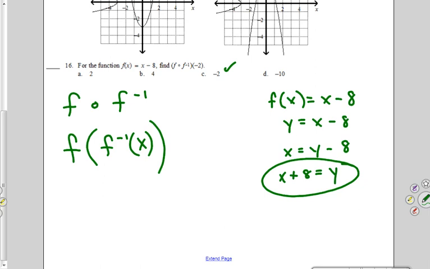The original was x minus 8. Its inverse is x plus 8. So this is f inverse of x.